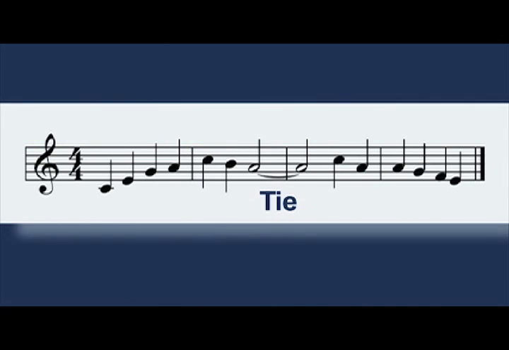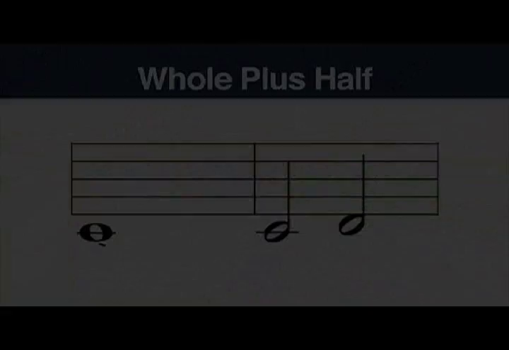Many times ties are used at the end of a measure to carry over into the next measure. Now that you understand that ties simply tie or add together the beat count of the following note, view these examples, see if you can guess the answer before it appears.